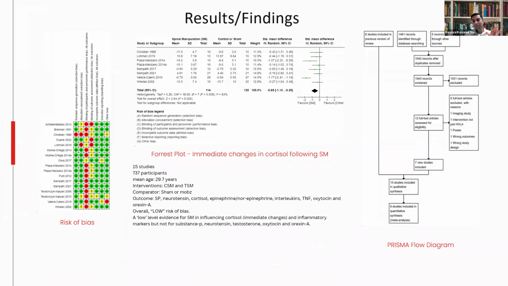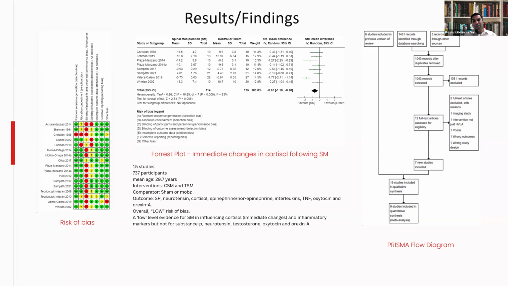And we produced around 7 or 8 forest plots. I'm just choosing to share the main one, which had a significant finding, which showed that spinal manipulation would result in changes in cortisol levels immediately following an intervention. Even though the direction of effect could be either low or high, it definitely had a change in cortisol levels. So in total, we had 15 studies.